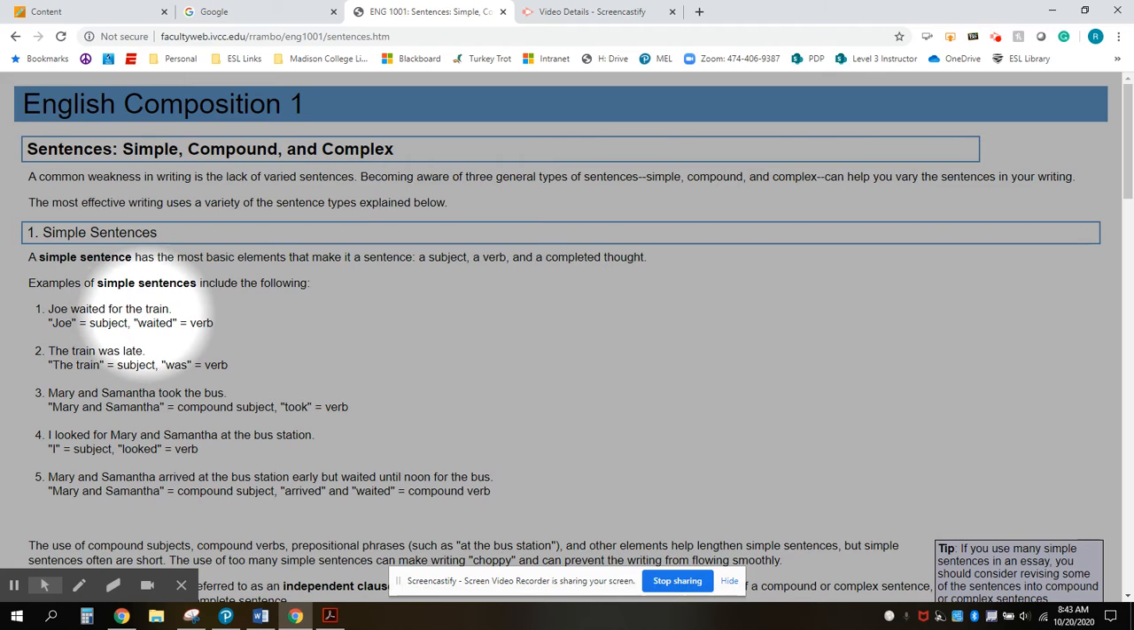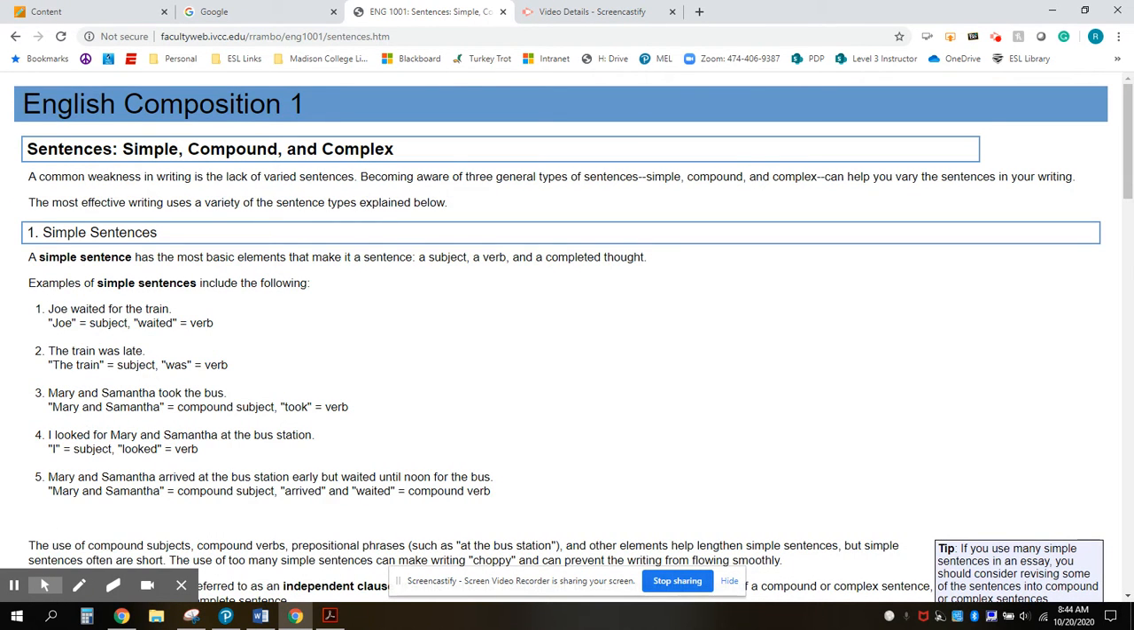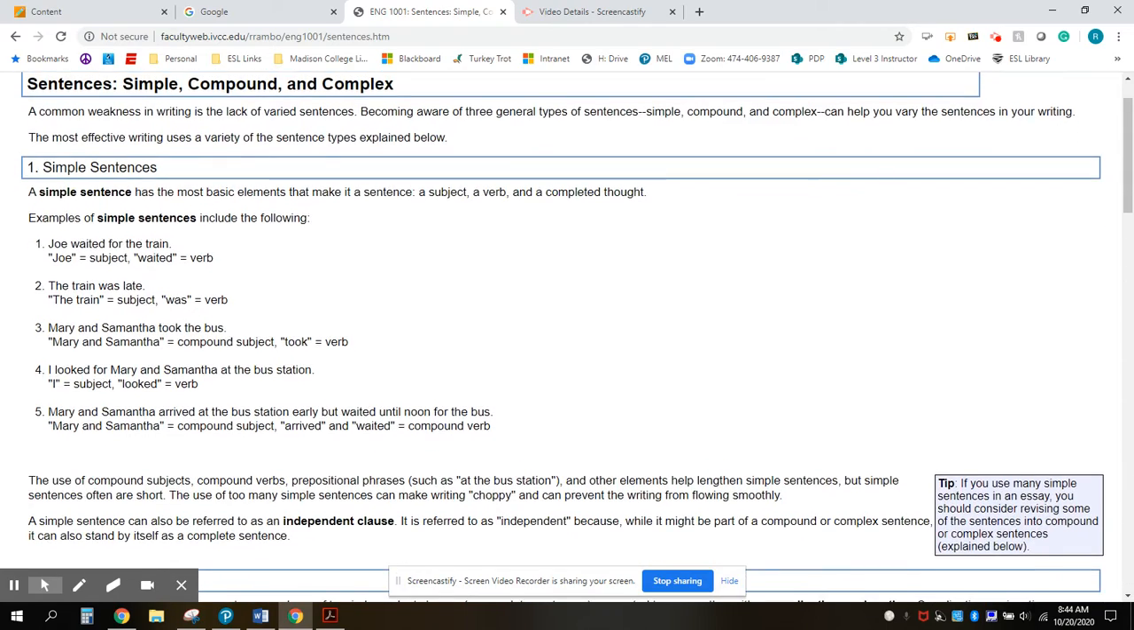train, a prepositional phrase. The train was late. The subject is the train. The verb is be, in the past tense was, and then the adjective late. You can read other sentences by pausing or clicking on the link here.